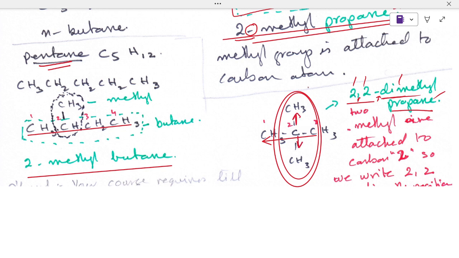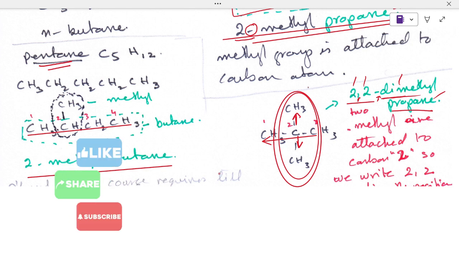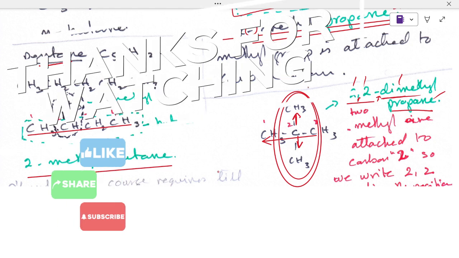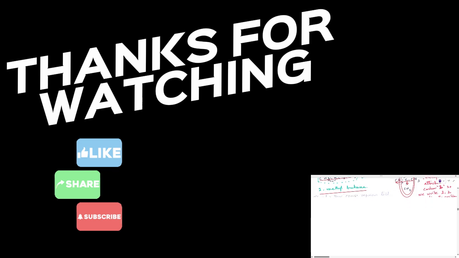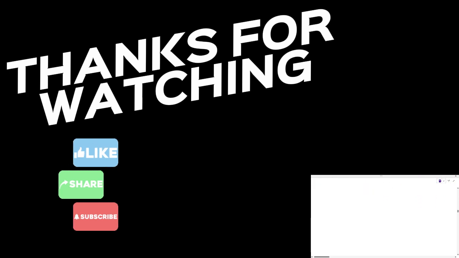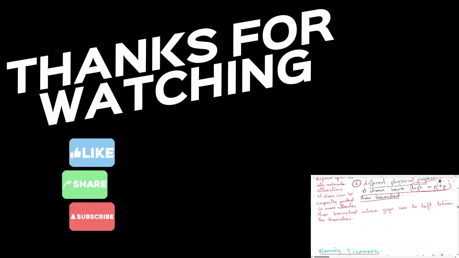Again I will tell you that in your O levels it is going to be till carbon 4. Just to give you a little advanced study, that's why I have written pentane over here. So this is all about isomers, and we are going to study more of this in our coming lectures.